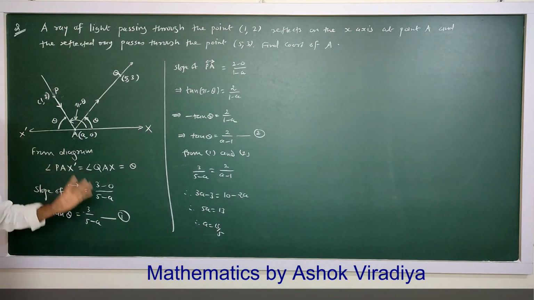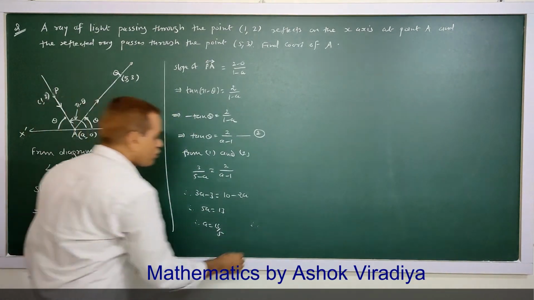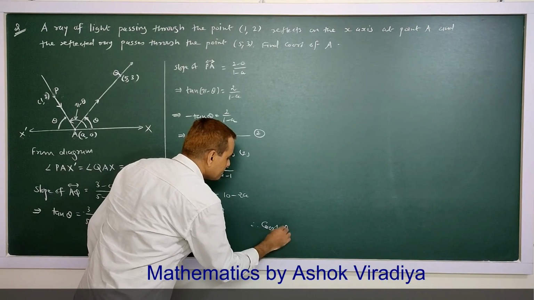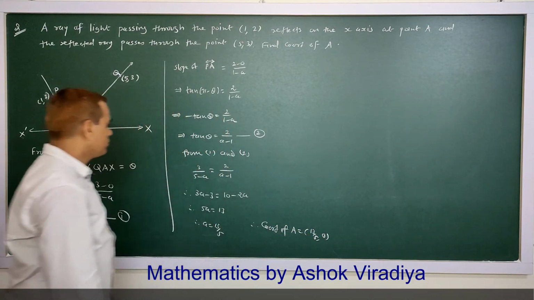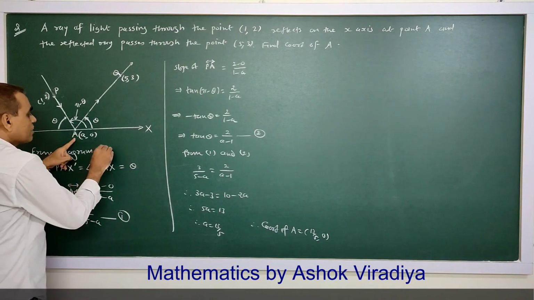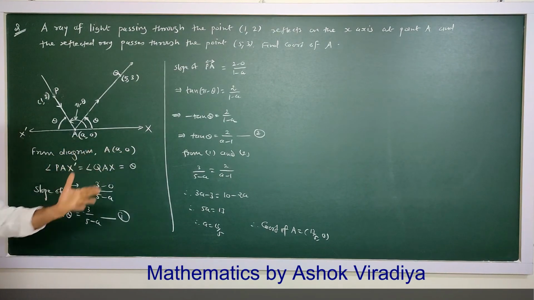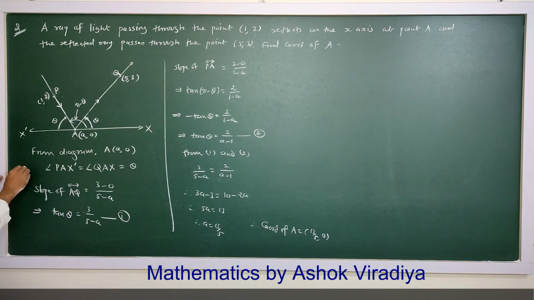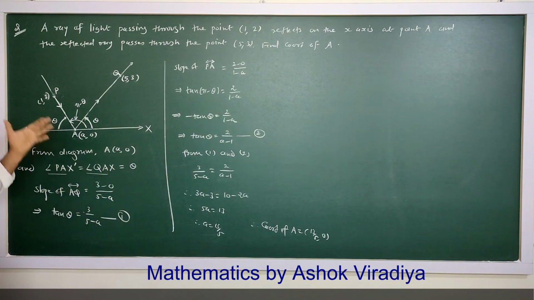So coordinates of a, therefore question was find coordinates of a. So coordinates of a are 13 by 5 comma 0. And see, already here a lies on x-axis. So we take coordinates of a 0 because it is on x-axis. And these 2 angles we are taking same. That is from principle of physics.